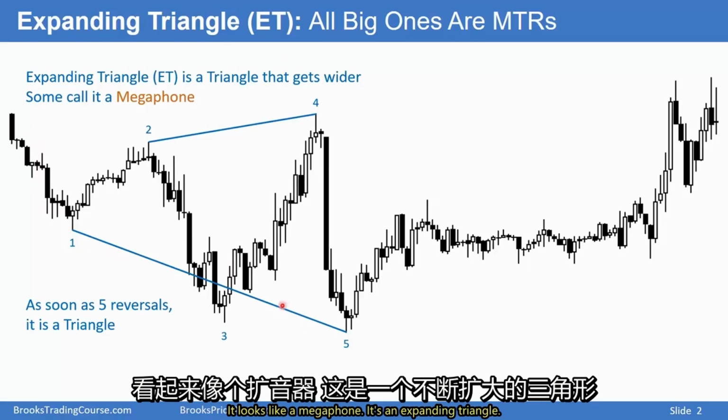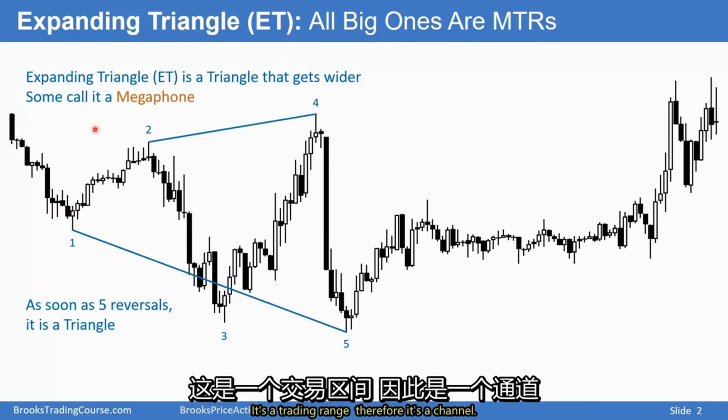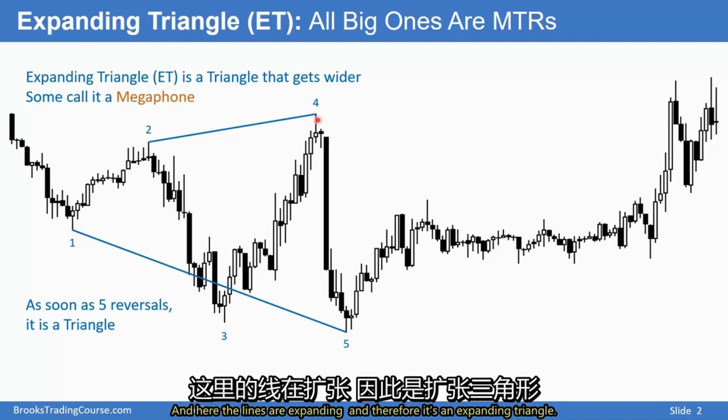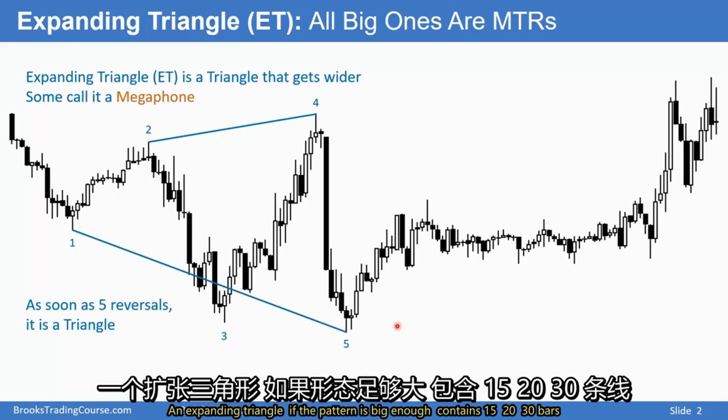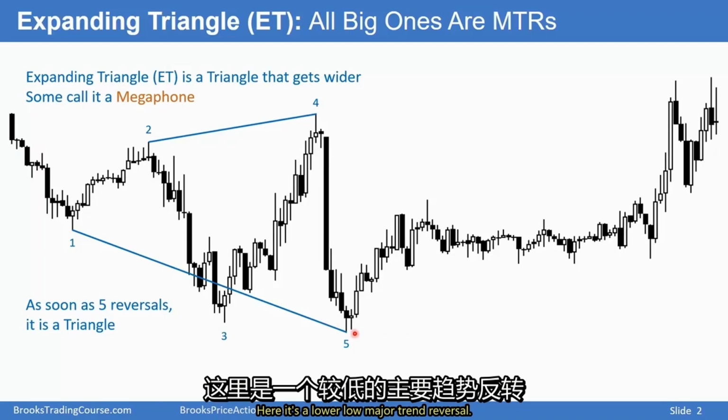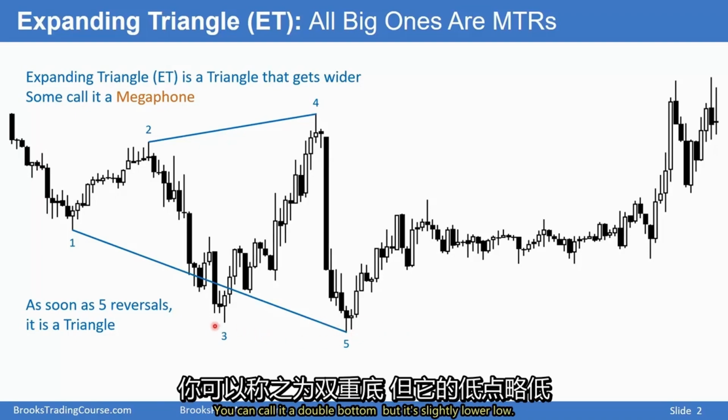It looks like a megaphone. It's an expanding triangle. It's a trading range, therefore it's a channel. It has 2 lines, one below, one above. And here the lines are expanding, and therefore it's an expanding triangle. An expanding triangle, if the pattern is big enough, contains 15, 20, 30 bars, it's always also a major trend reversal. Here, it's a lower low major trend reversal. You can call it a double bottom, but it's slightly lower low.